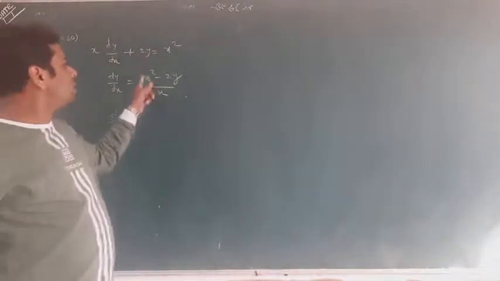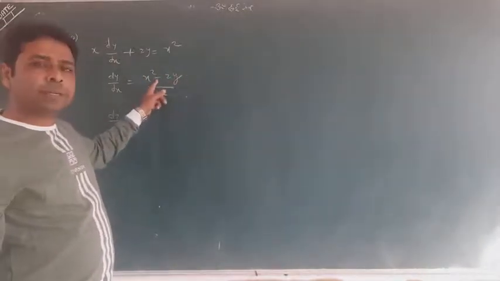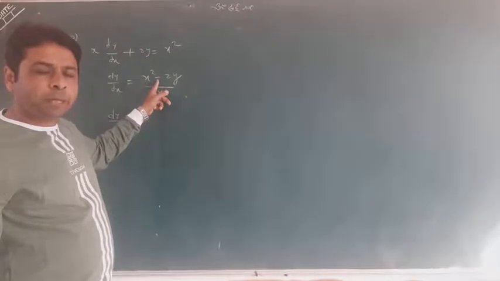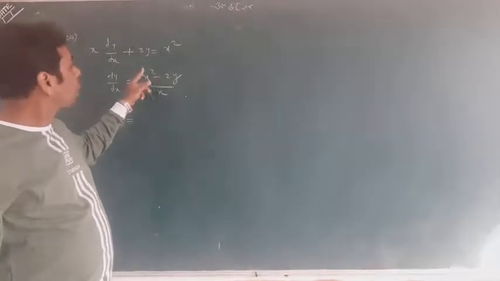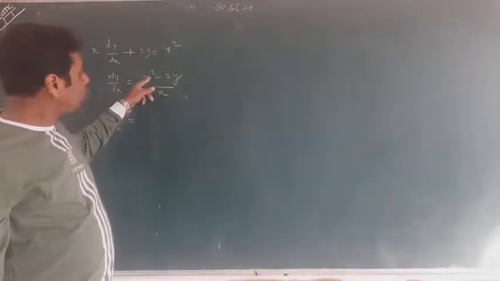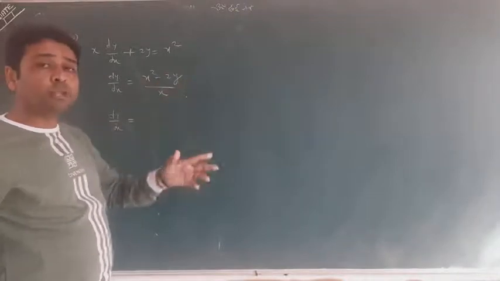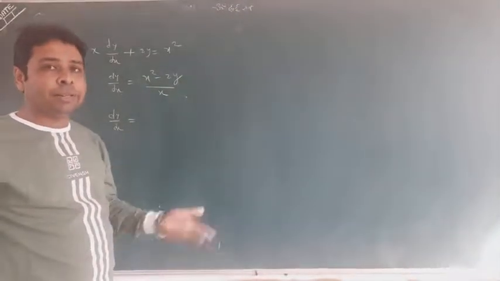This is x, and the terms of x and y are in minus sign, so it cannot be done by the variable separation method. Can you see the power? x to the power 2 and y to the power 1, it is not homogeneous. So what is remaining? Linear equation.